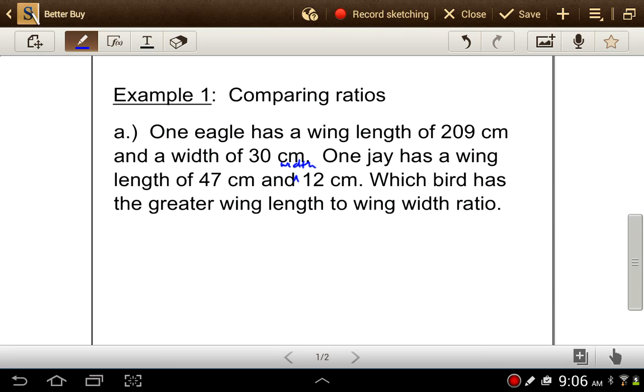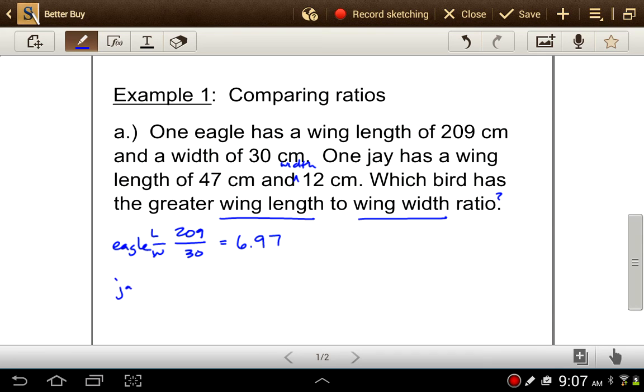So the problem is asking which one has a greater wing length to wing width? So length first, width second. First we're going to do the eagle, and I'm going to do 209 over 30. Length over width. Okay? That's how that is. So that's what I'm going to do, length over width. When I divide those, I get 6.97 when I round it to the nearest hundredth. We've been rounding to the nearest hundredth, so I'm going to continue that.